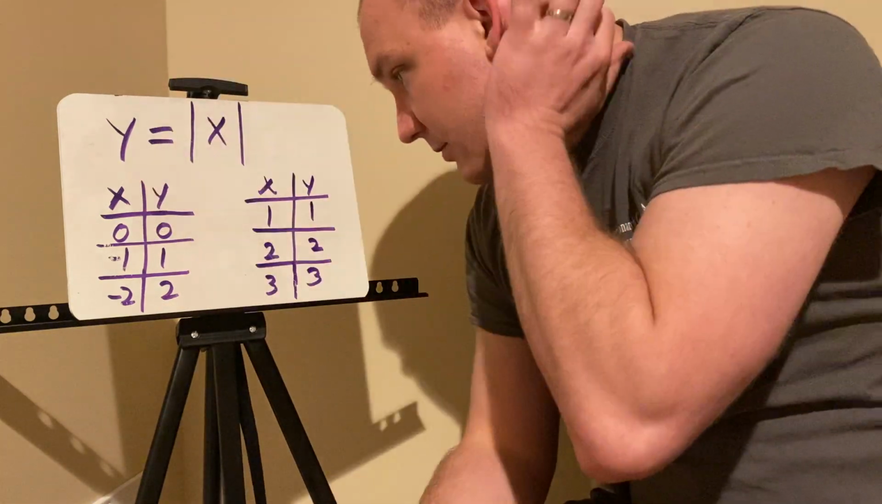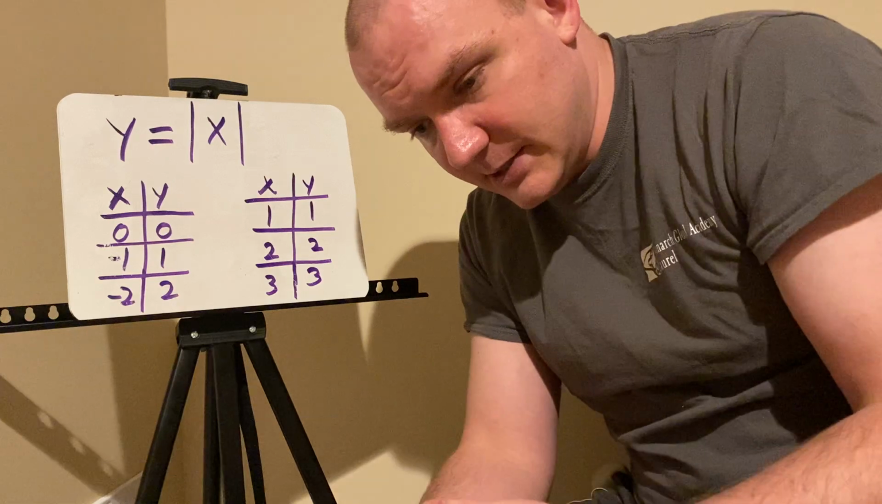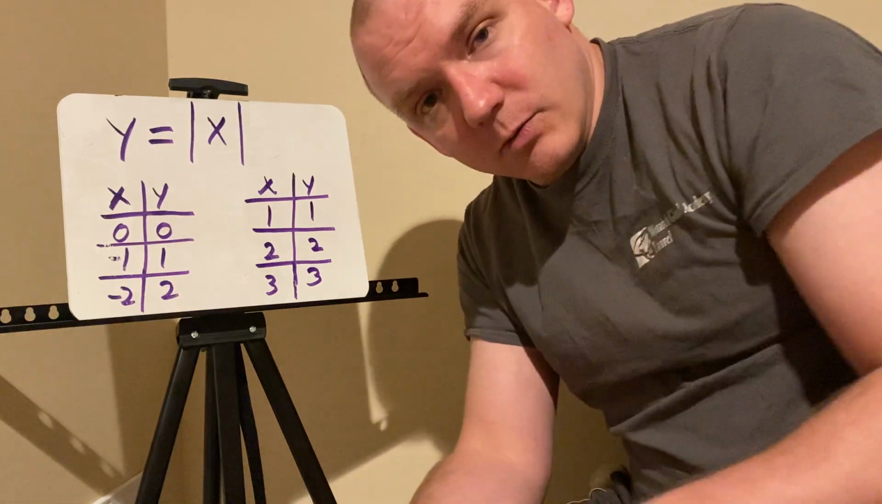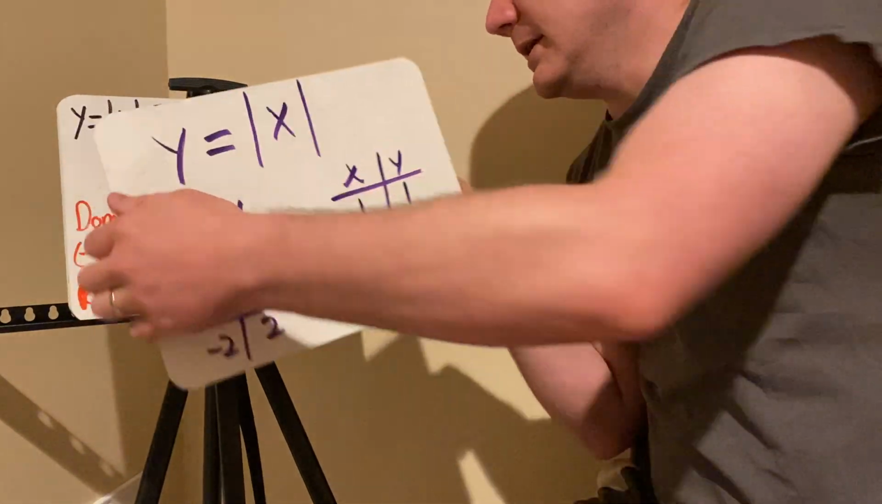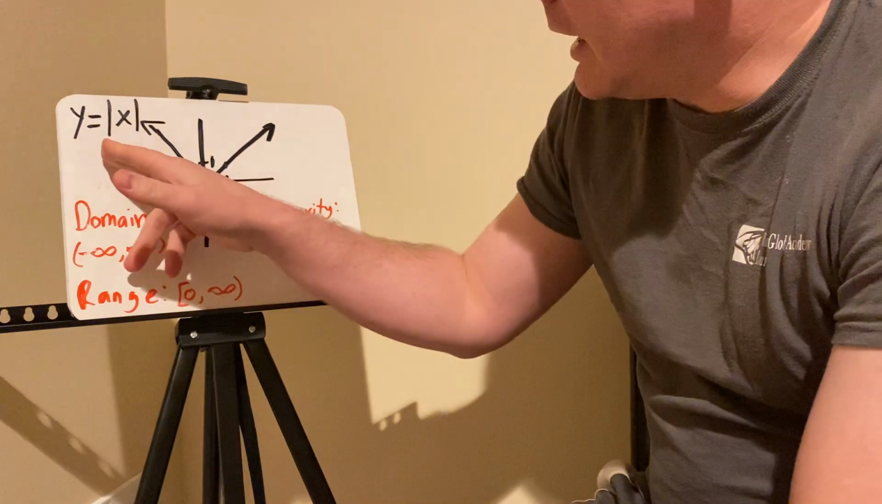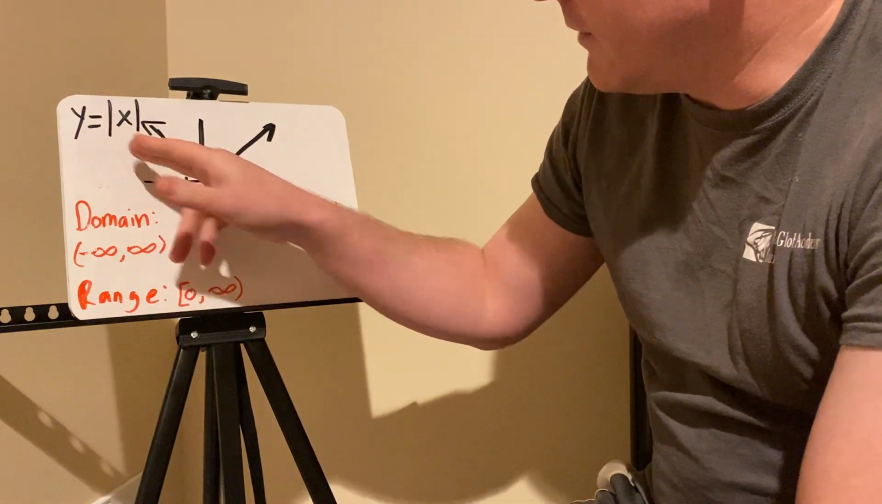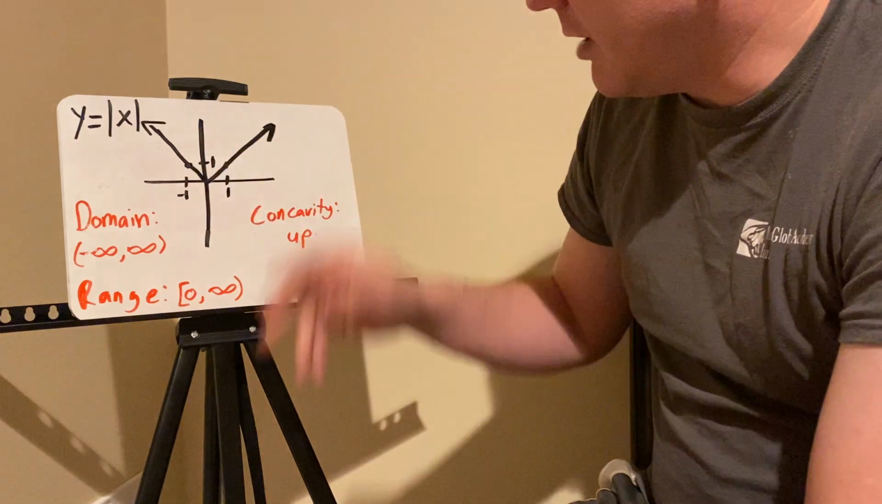In the parent function, the vertex will be the origin, or 0, 0. When x is 0, y is 0. Then to the left, it will go up, and to the right, it will go up. Like this. So on here, y equals the absolute value of x. This is what the graph would look like. At 1, 1, and at negative 1, 1, you have there.